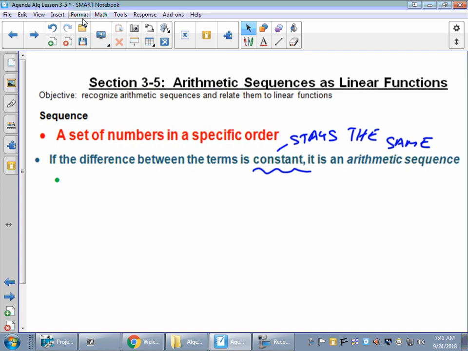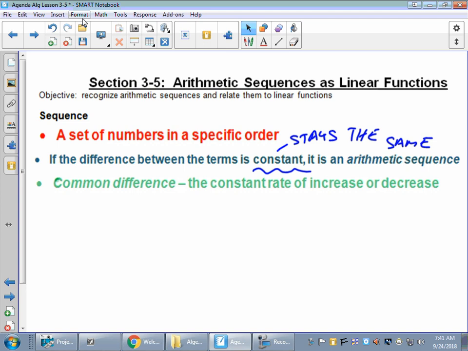And then finally, the common difference. Common difference is the constant rate that it increases, or decreases. So increases we know is a plus. That means it would go up by a certain amount each time. And decreases would be minus, where it would go down a certain amount at the same time. And that's what we're dealing with, addition or subtraction.